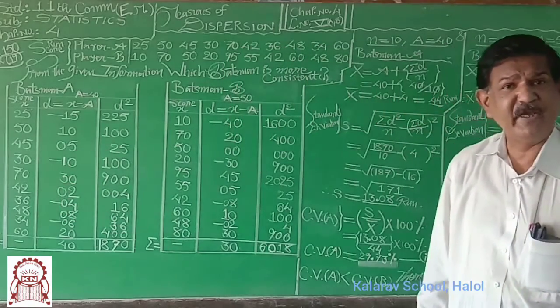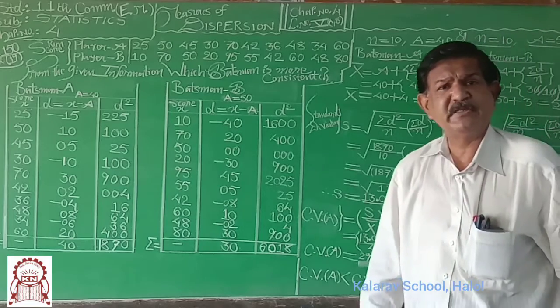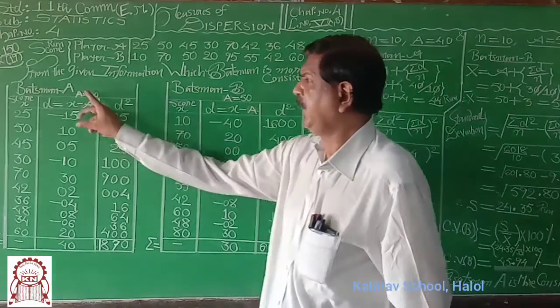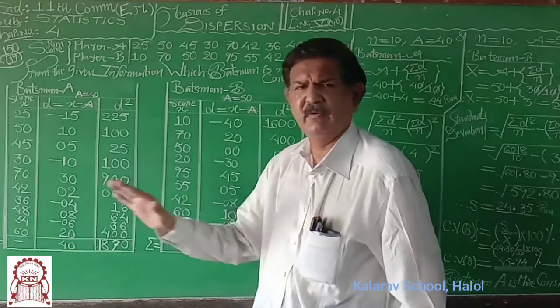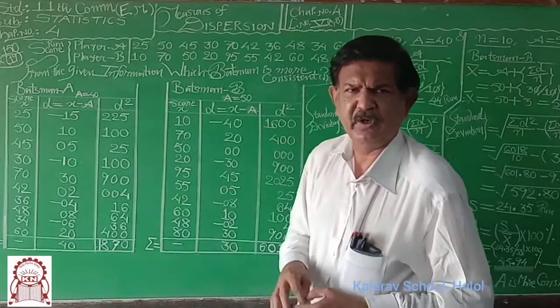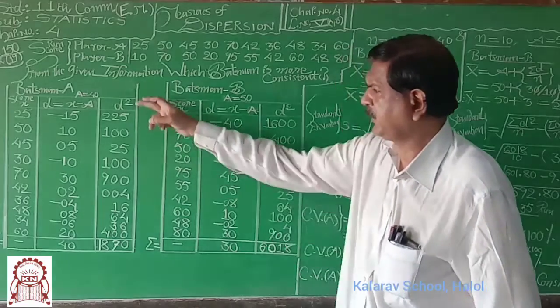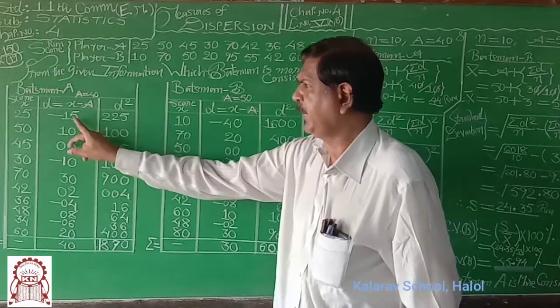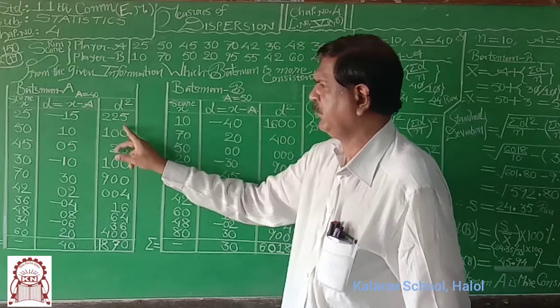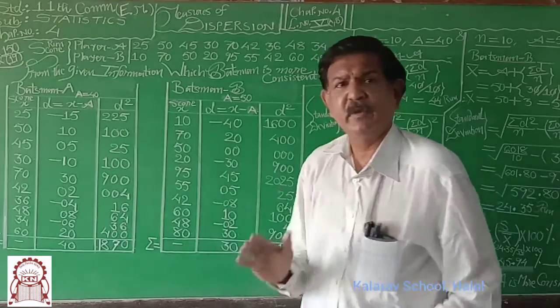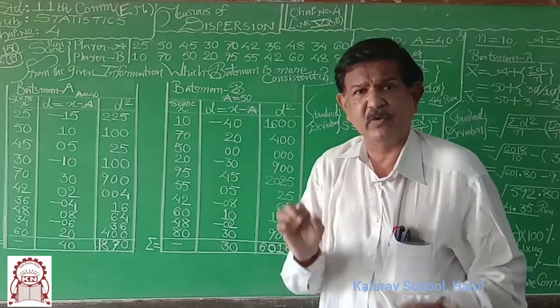D means deviation. Deviation means difference. Take A equal to any value but the appropriate, somewhat middle value, right? Not so less, not so more. Then prepare the column of D square: minus 15 whole square, 225. See the column of D square, positive sign, always positive.